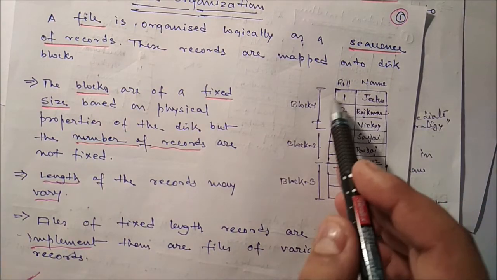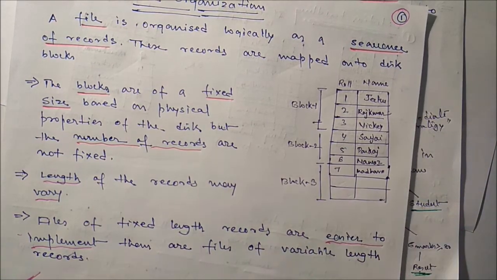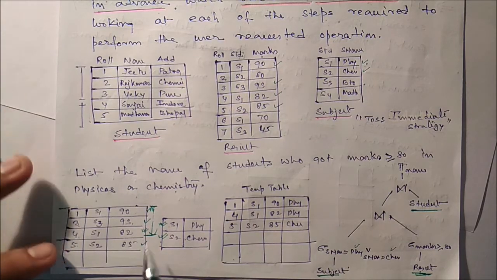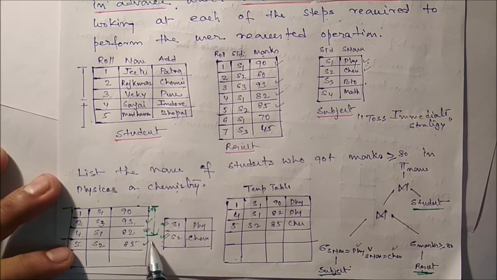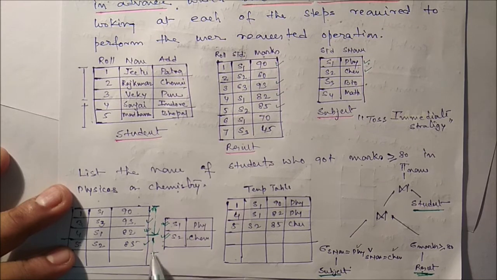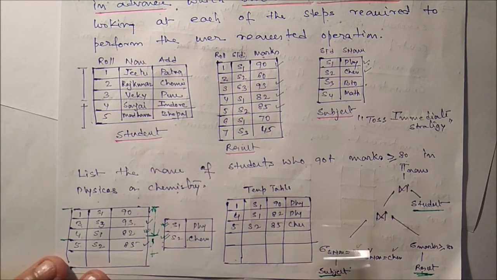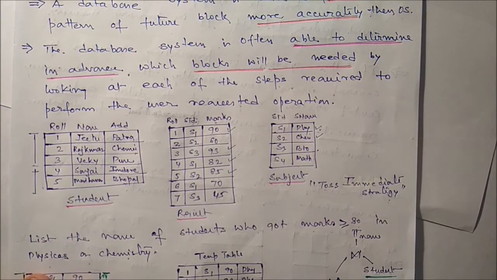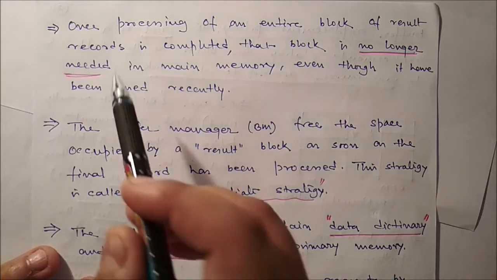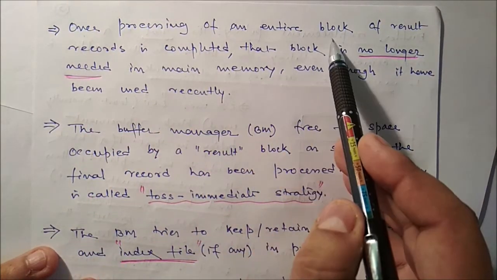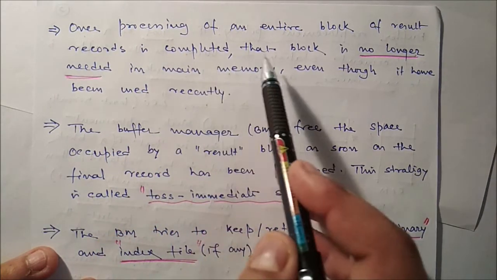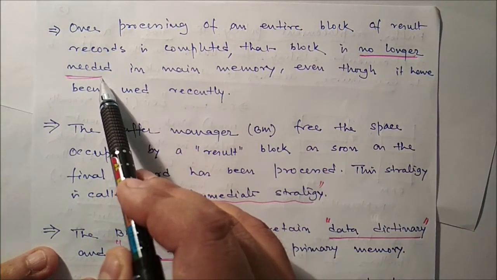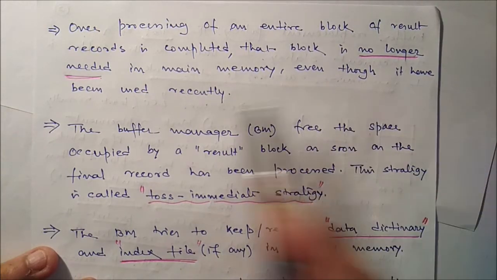we assume that each and every block can contain 3 records only. After we exit this one, we can return back, finally process this particular block, and then transfer it into the secondary memory. So it is called the toss immediate strategy. Once processing of the last record of a block is completed, that block is no longer needed in main memory, even though it has been used recently.